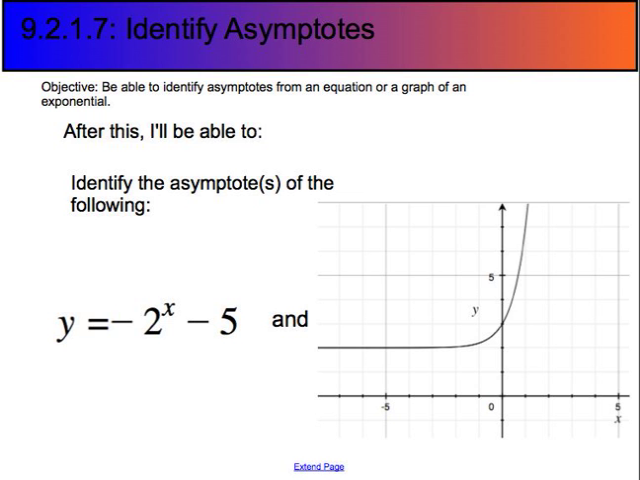This video is about how to identify asymptotes, particularly from the equation or from the graph of an exponential. And right here you can see a couple examples of exponentials. The first one is an equation, y equals negative 2 to the power of x minus 5. Of course, what makes it an exponential is that there's an x in the exponent.